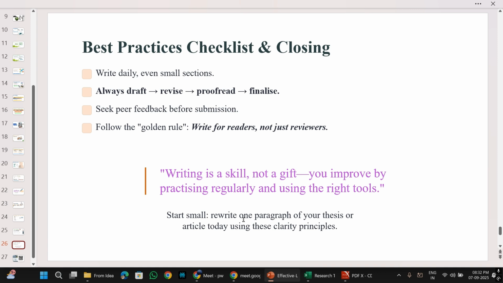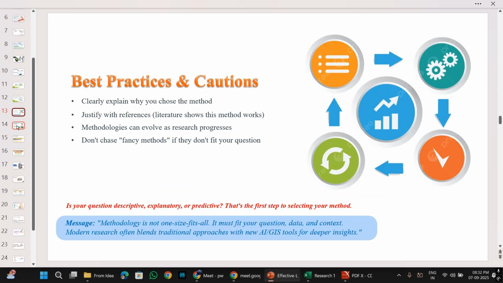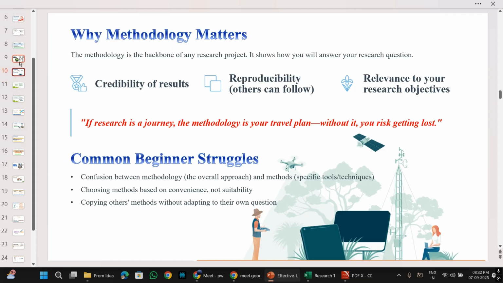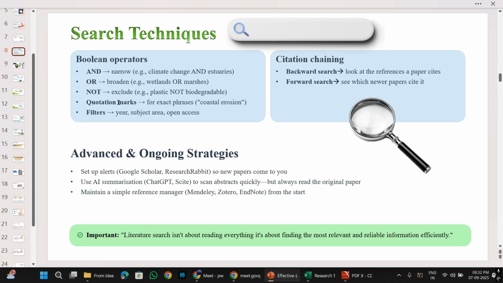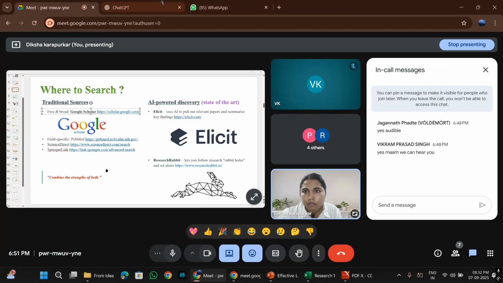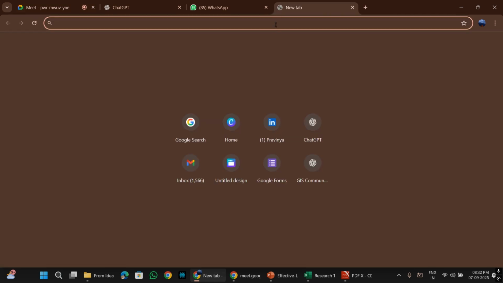All right, so with that, let us go ahead and take up our exercises. The first exercise that we are going to do is searching for our literature. So we will go to Google Scholar. You can simply come to Google and go to Google Scholar.